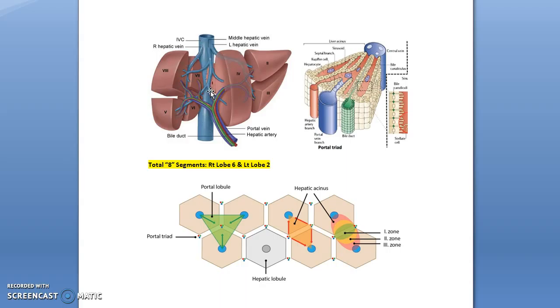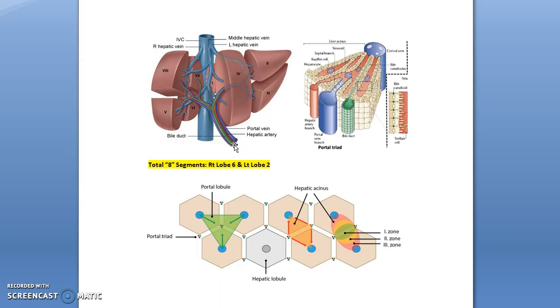The drainage of the caudate lobe, which is number 1, doesn't go through the hepatic veins. It goes directly through the inferior vena cava, and this has a clinical significance. We will talk about it later.